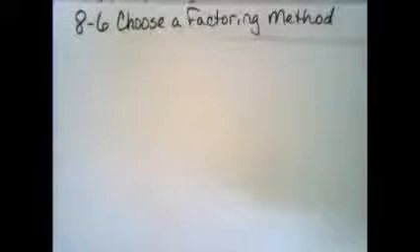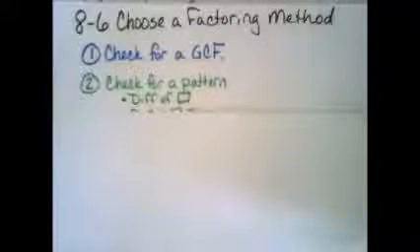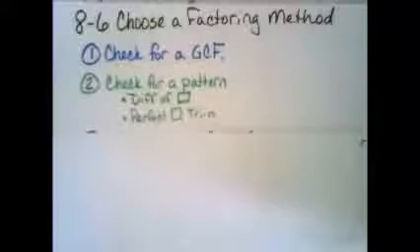This is where we choose a factoring method. How do we decide whether something is completely factored? Well, the first thing we want to do is look for a greatest common factor. That's the easiest way to stop and check. And then you want to look for a pattern.